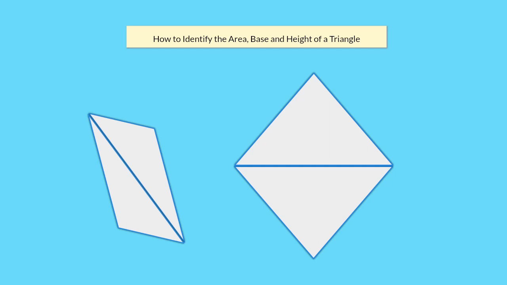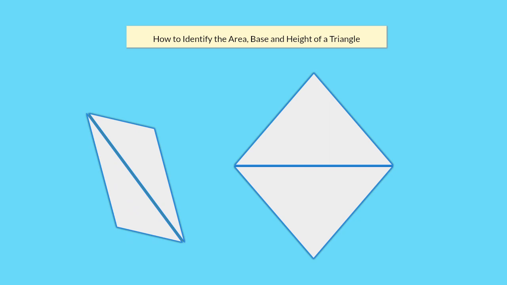How to identify the area, base, and height of a triangle. A triangle is half of a parallelogram. As we can see here, we have two parallelograms, but if we split those parallelograms in half, you'll see that you have two triangles.